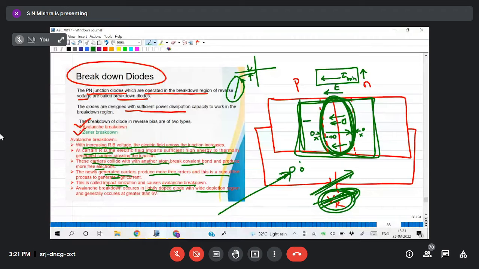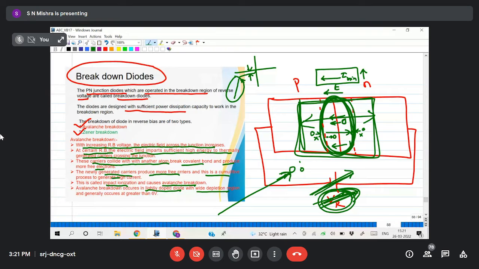The electron is traveling this much distance. So during that process, it will have many collisions. As many collisions as there are, that many carriers will multiply. So that is the origin of this avalanche breakdown.